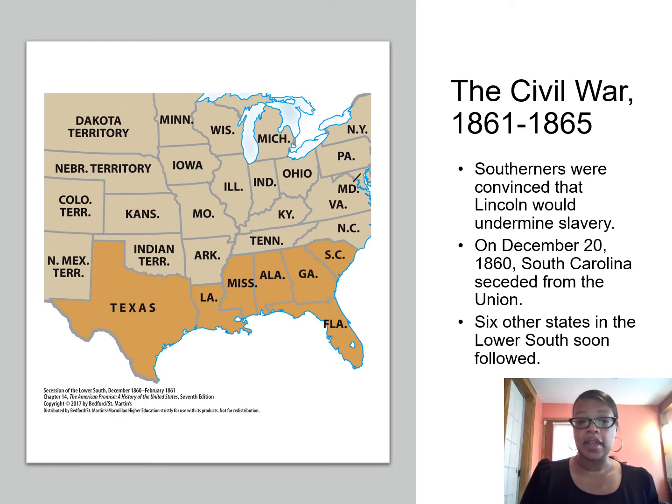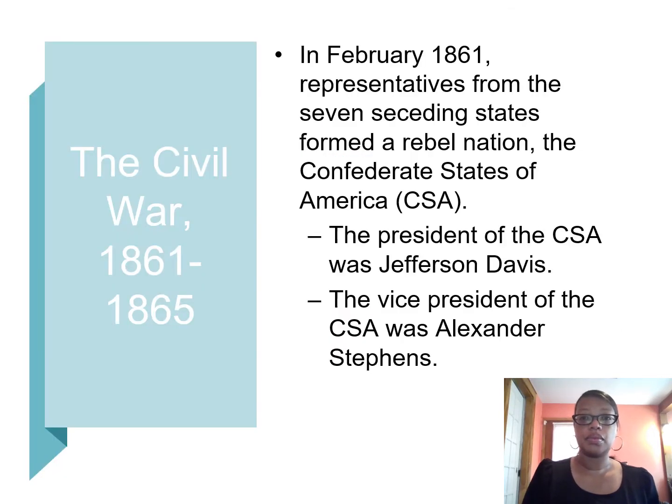Southerners were convinced that Lincoln would undermine slavery. And so on December 20th, 1860, South Carolina seceded from the Union. Six other states in the lower South soon followed. In February 1861, representatives of these seven seceding states formed their own nation, the Confederate States of America. They elected their own president and their own vice president.